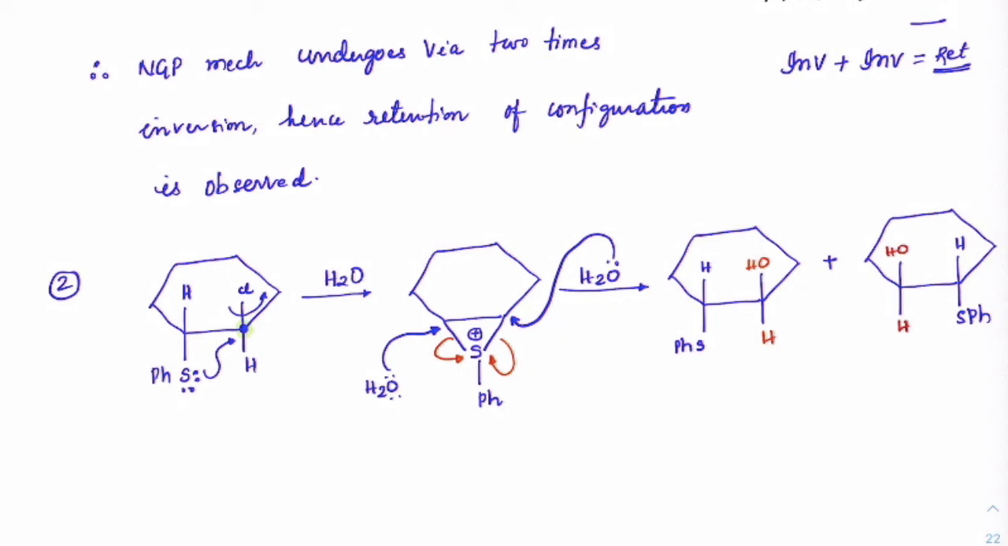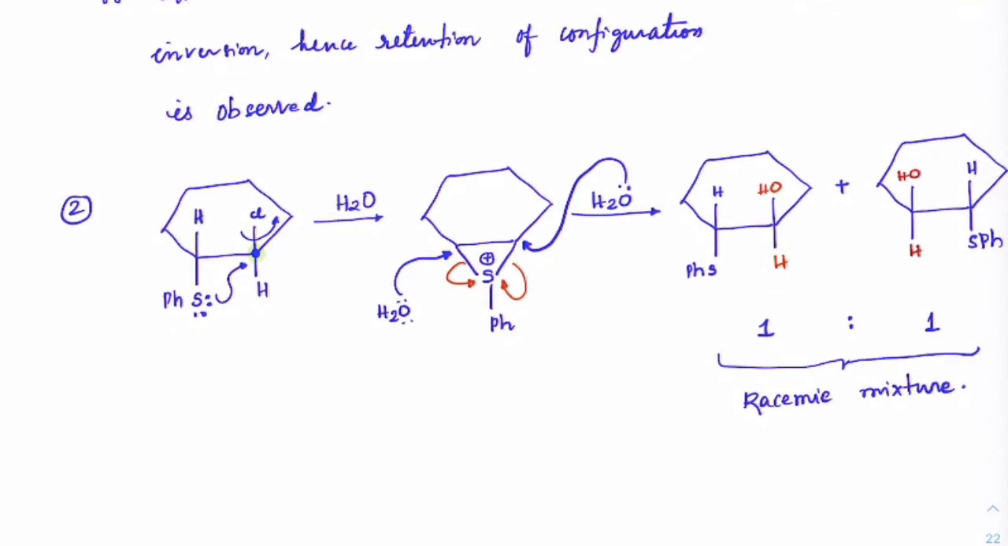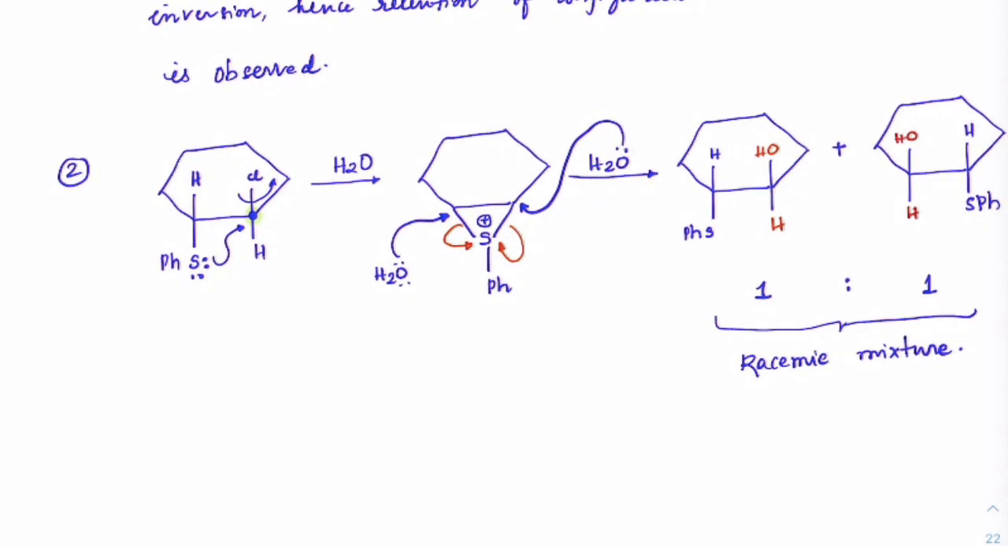And observe those products carefully. If I try to superimpose both of them, their configurations are opposite. And both can come in a 1:1 ratio. Hence, we will get a racemic mixture here. Please make a note.